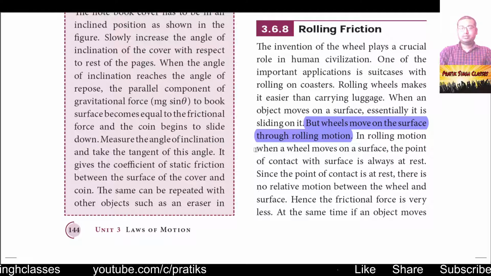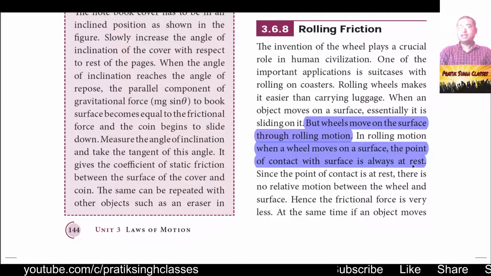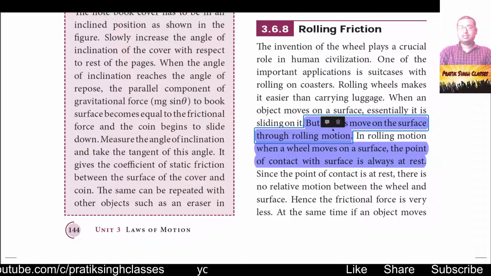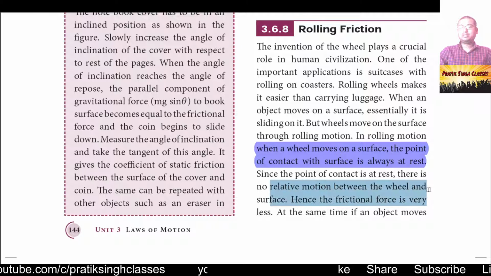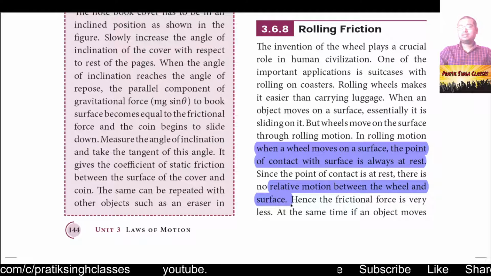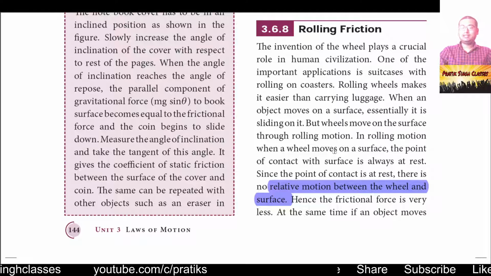In rolling motion, when a wheel moves on a surface, the point of contact with the surface is always at rest. Keep in mind this thing. Whenever the wheel rolls on any surface, the point of contact of the wheel with the surface is momentarily at rest, and the other parts are moving. Since the point of contact is at rest, there is no relative motion between the wheel and the surface, and hence the frictional force is so small that we do not have to exert any extra force there. The frictional force is negligibly small.